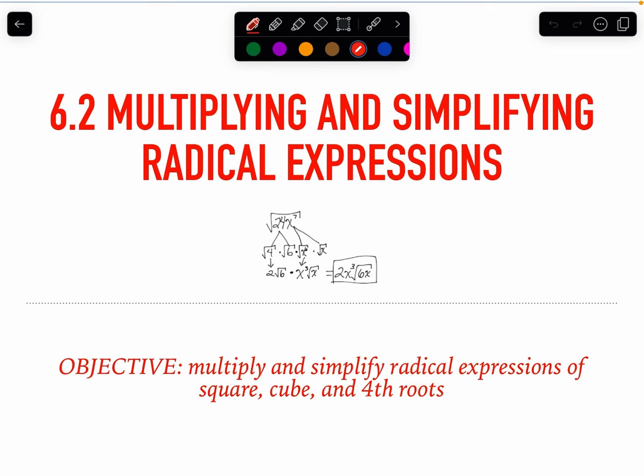Hello there, and thank you for joining me today for this lesson about multiplying and simplifying radical expressions. Our objective here is to multiply and simplify radical expressions of square, cube, and fourth roots.